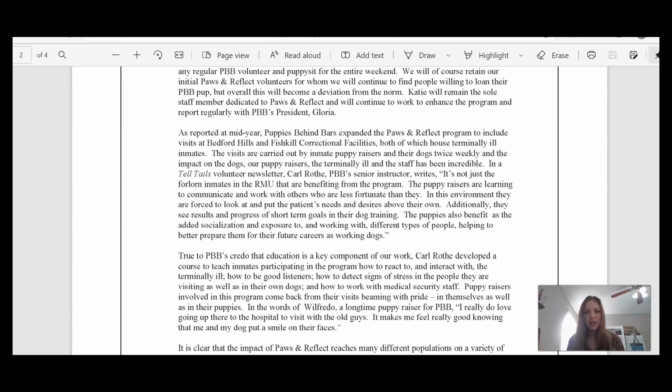I think it's got a lot of powerful stuff in here. Like I said, storytelling backed up by stats, showcasing your team's skill sets, your very clear budget that accounts for all of your true costs. Good job, Puppies Behind Bars.